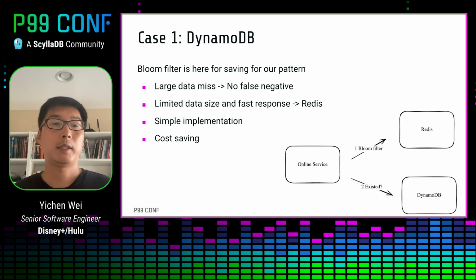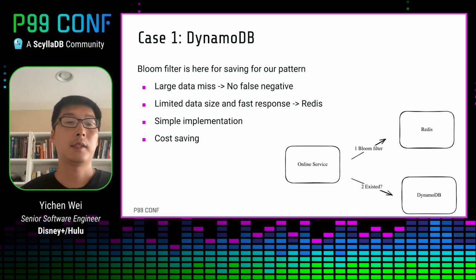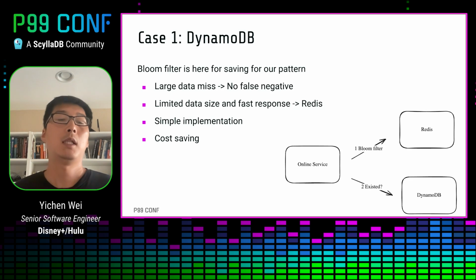So based on this architecture, first, because Redis is faster than DynamoDB, our performance is getting better. And the second is that because there are many data misses in our use cases, we reduced a lot of traffic from our service to DynamoDB, which saved us a lot in this architecture.